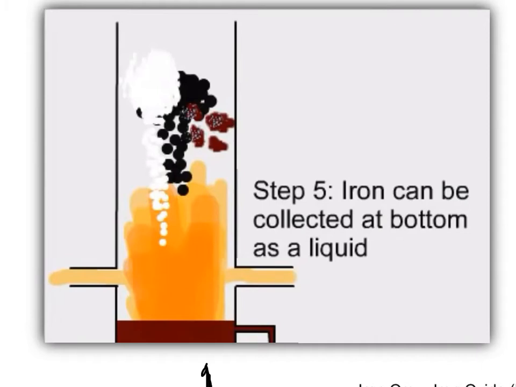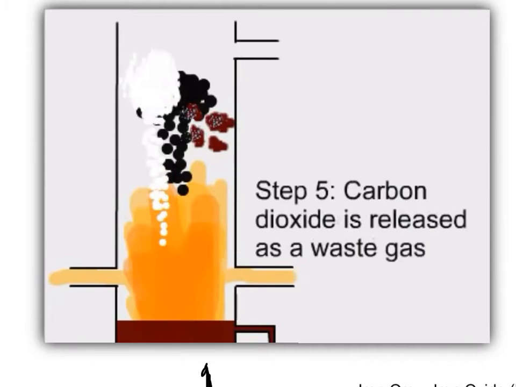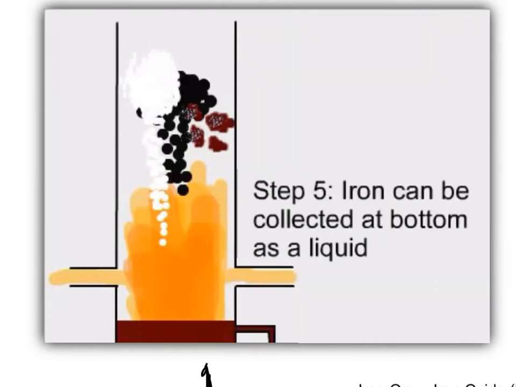The next thing that happens, just going back a little bit, is that the iron which has been made melts, becomes liquid and sinks to the bottom, and can then flow out the bottom of the blast furnace.